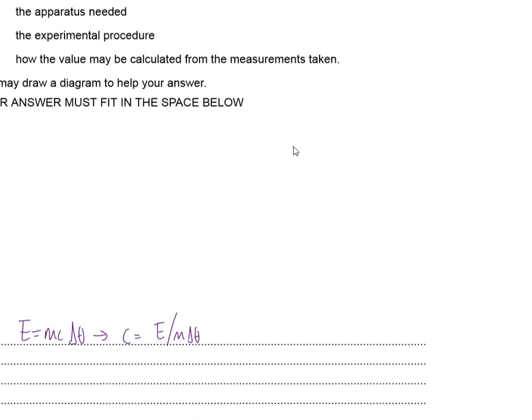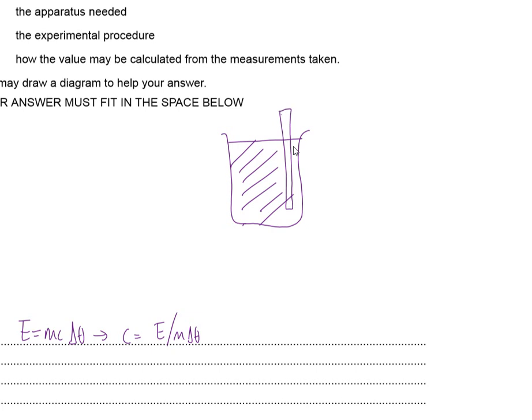So what we have is a beaker. Now in the beaker we're going to add a certain amount of water. Of course we want to be able to heat the water, therefore we're going to have a heating element in here. Now this is going to be connected to something. Now we want to measure the temperature of the water. We're going to add a thermometer in here. So this is the thermometer.